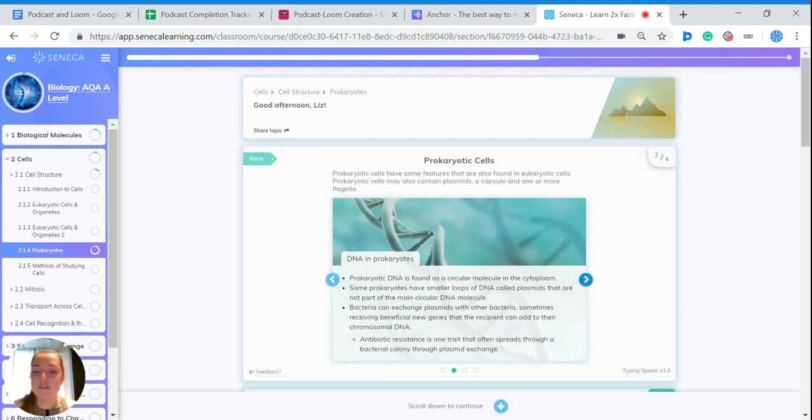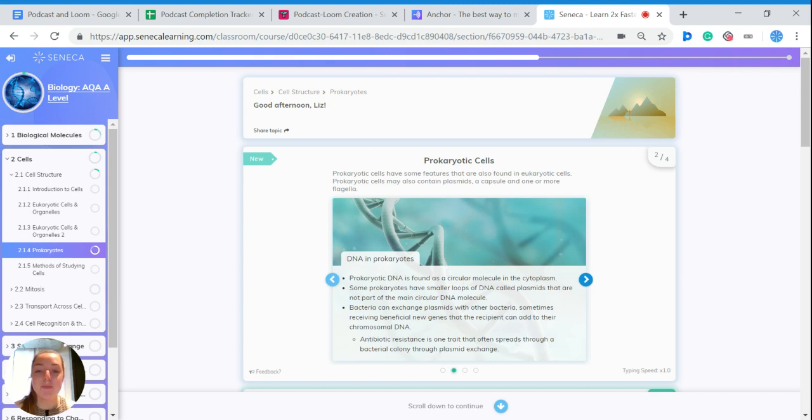Prokaryotic DNA is found as a circular molecule in the cytoplasm because they don't have a nucleus. Some prokaryotes may have smaller loops of DNA called plasmids that are not part of the main circular DNA molecule.